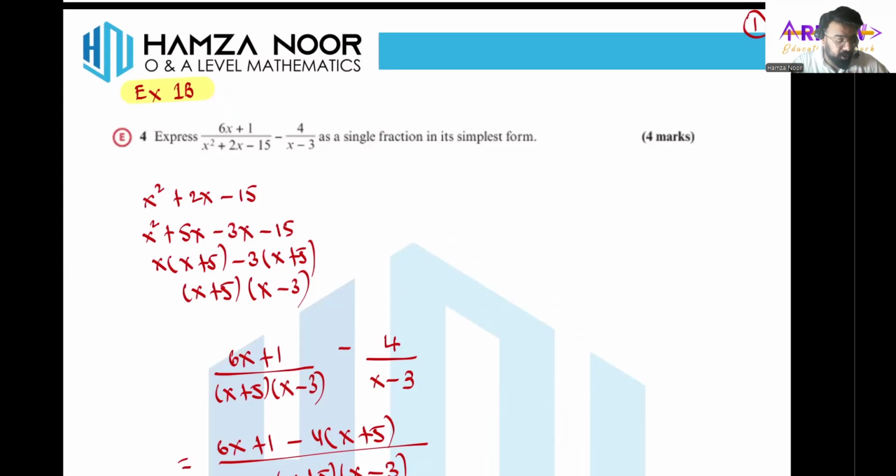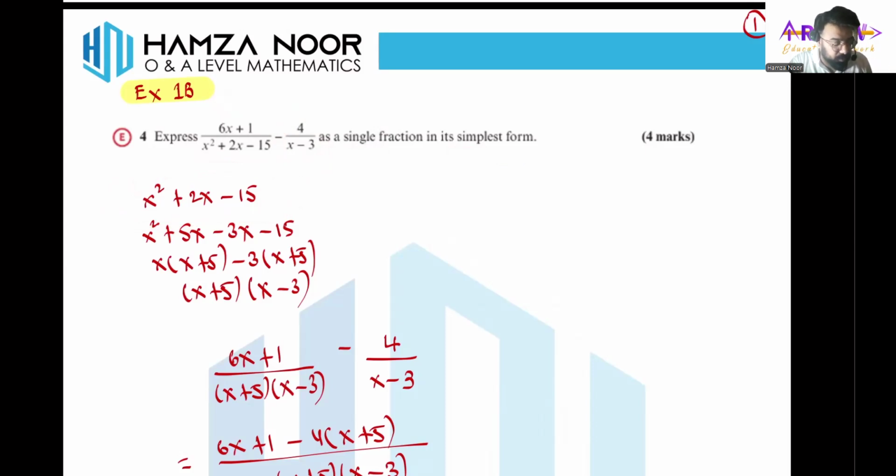The question says: express (6x + 1)/(x² + 2x − 15) − 4/(x − 3) as a single fraction in its simplest form. So first things first, we are going to factorize this x² + 2x − 15. This is a quadratic expression.